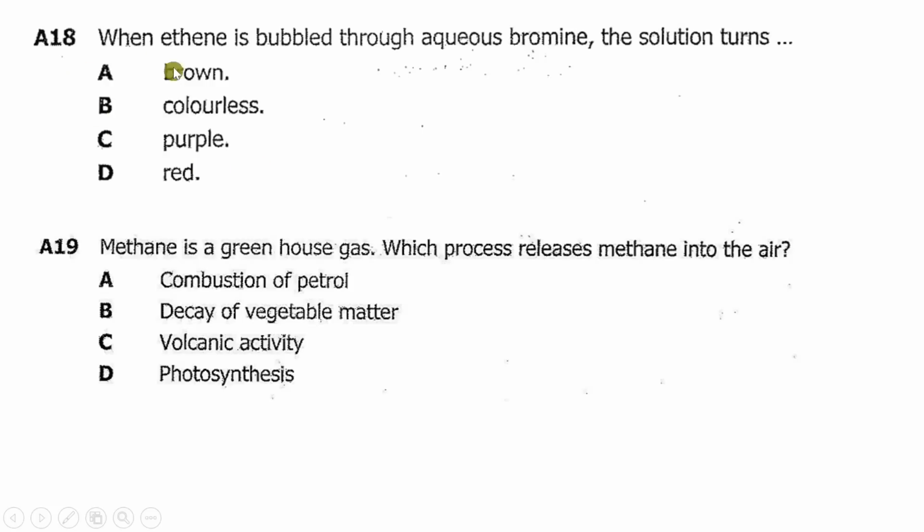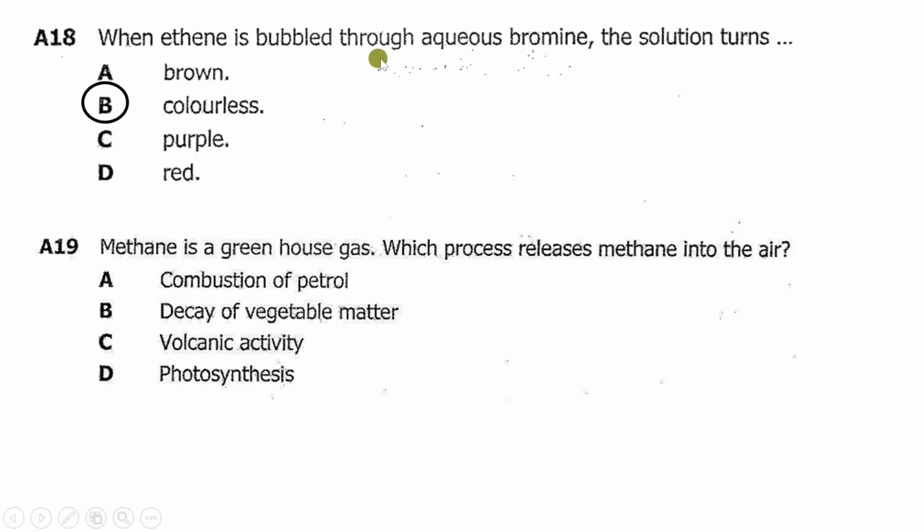We move to the next question, 18A18, which came from another year, from section A. When ethene is bubbled through aqueous bromine, the solution turns colorless. So this is an identity of a double bond, or an identity of an unsaturated hydrocarbon. Unsaturated hydrocarbons have the ability to decolorize bromine. Bromine is brown, but it is decolorized once it reacts with an alkene.